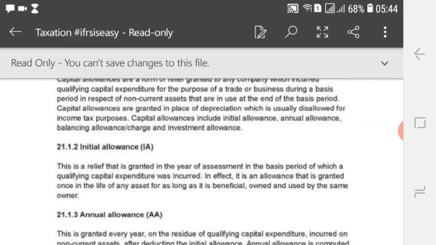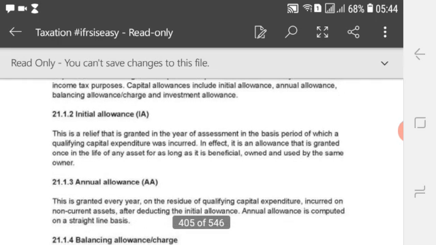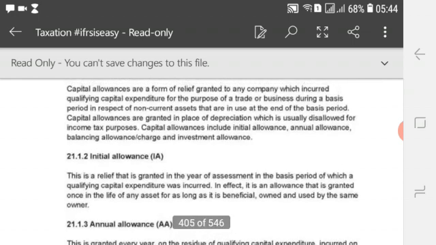So when we go further, we see that we have types of capital allowance. We have up to 7 or 8 of them, but we are going to focus on 5. The first one is the initial allowance. This is a relief that is granted in the year of assessment in the basis period in which a qualifying capital expenditure was incurred.